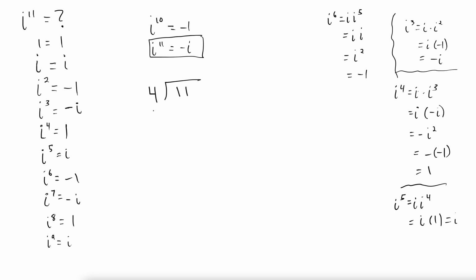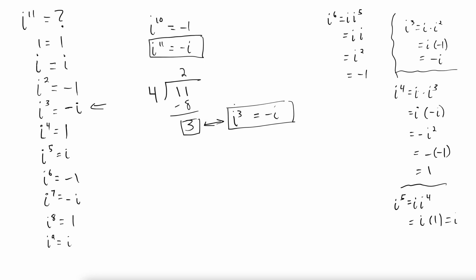Okay, so let's see what happens. If we divide 4 into 11, we get 2. We don't care about that. We care about the remainder. 2 times 4 is 8. Subtract off, we get 3. Here's our remainder. So what this tells us is that i to the 11th is the same thing as i cubed. And from here we know that i cubed is -i.